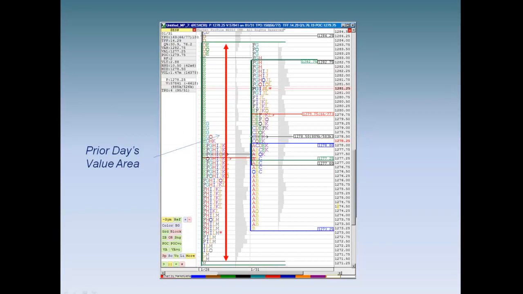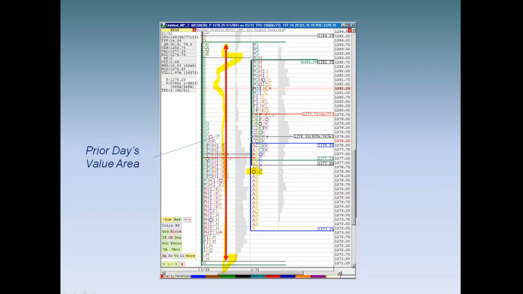Let's take a look at how it actually manifests on the chart. We have two days lined up right next to one another. The red line shows us the value area for the prior day, and the day next to it opens right here, as you can see, right within the value area. And as a matter of fact, it is a little bit lower than the POC.